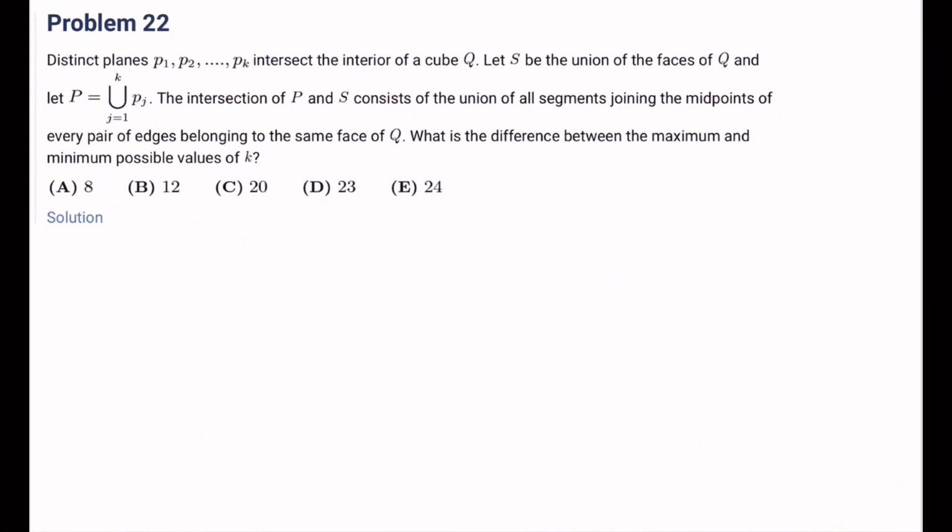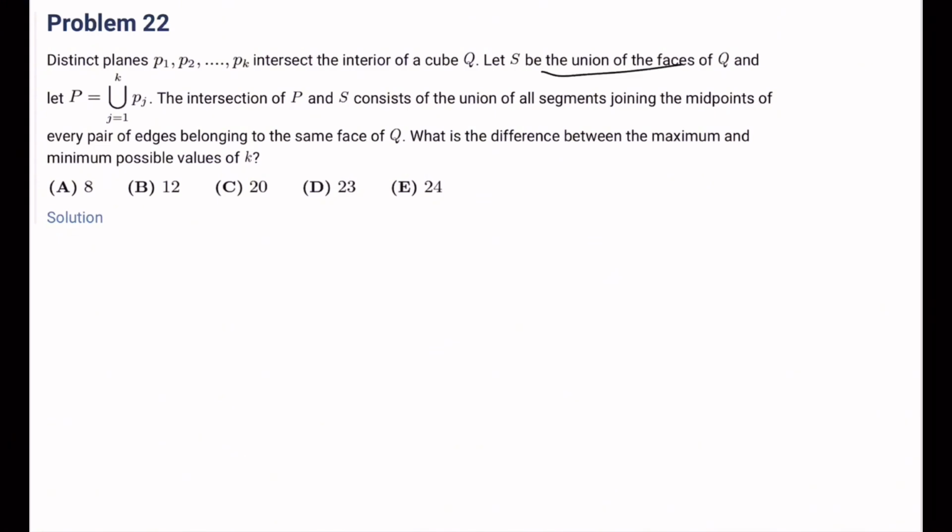Let S be the union of the faces of Q, and let P equal the union of PJ for J equals 1 up to K. The intersection of P and S consists of the union of all segments joining the midpoints of every pair of edges belonging to the same face of Q. What is the difference between the maximum and minimum possible values of K?